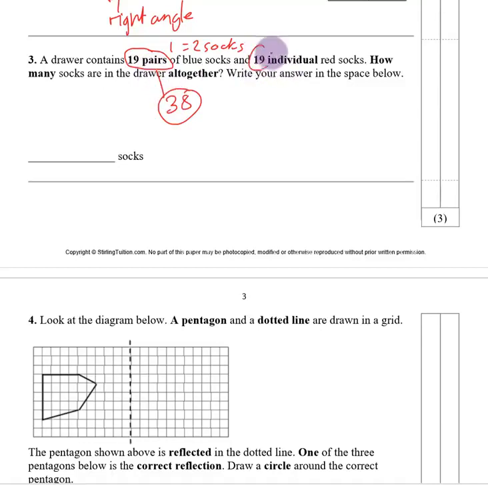Okay, and then you've got 19 individual. Individual just means 1. So we'll need to do 38 added to the 19, and that will give us the total amount of socks altogether. So 8 add 9 gives us the 17. 3 add 1 gives me my 5. So it'll be 57 socks in total.